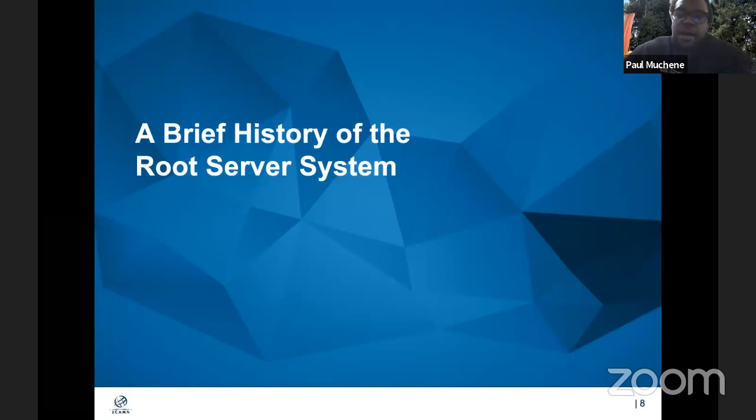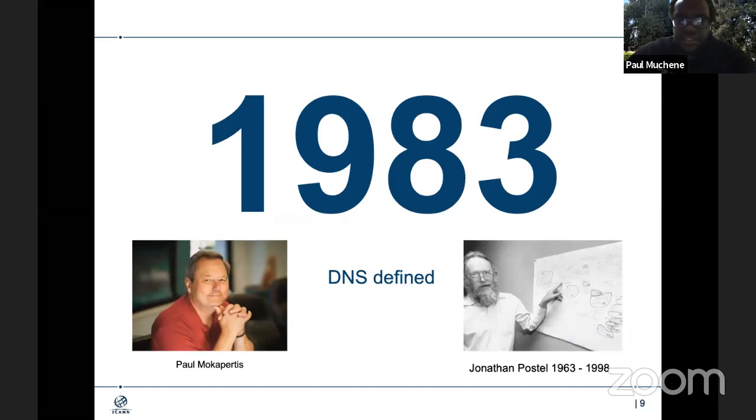Okay, so I'm going to talk a bit on the history of how we actually got to where we are, how we ended up with 13. To begin with, let's go back 37 years. In the year 1983, the internet was an experiment. It had not actually become public. It was then known as the Advanced Research Project Agency Network, ARPANET.